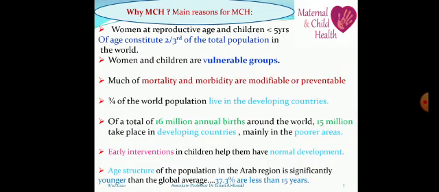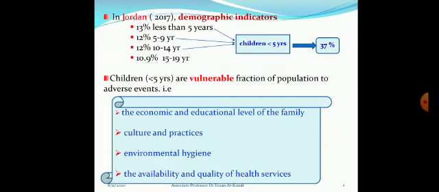Also, the age structure of the population in the Arab region is significantly younger than the global average. It has been estimated that nearly 37% of the population are children under 15 years of age.